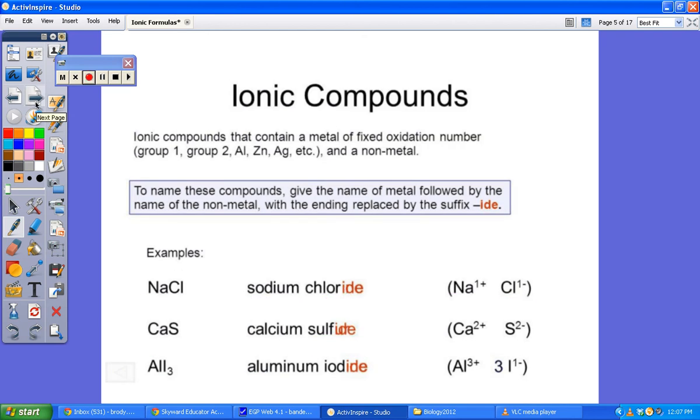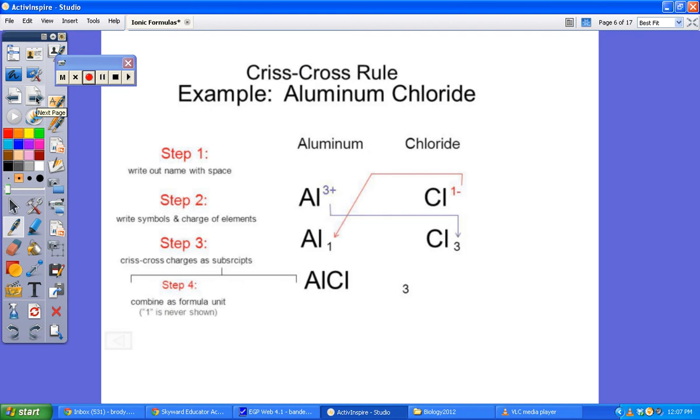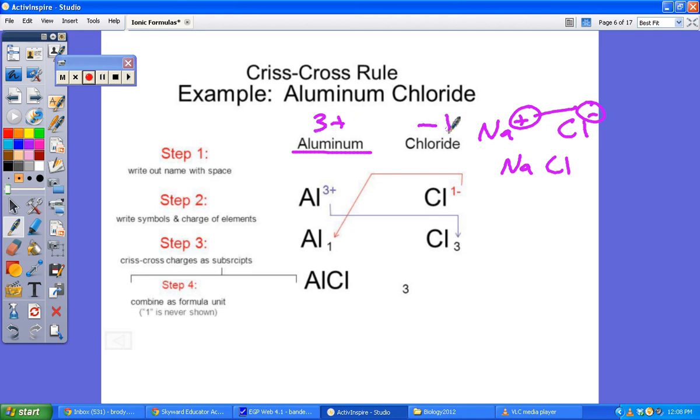Here's a similar slide there. We're going to skip through that. Now, what we end up doing is what we call a crisscross rule. Sometimes we have charges that are not balanced. In the previous case, sodium's a +1 and chlorine is a -1, so when we combine those together, these two cancel each other out, and so it's balanced. Sometimes, in the case of aluminum, because aluminum is 3+ and chloride is -1, those are not balanced. So we have to balance them in the formula.